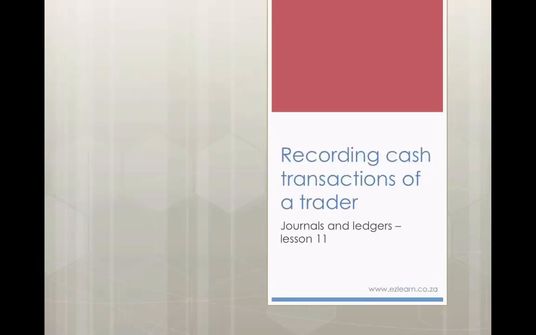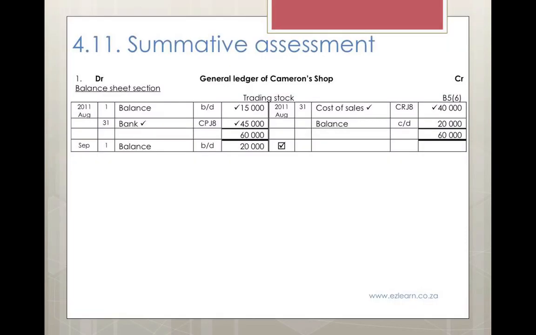Journals and Ledgers, Lesson 11. This summative assessment should have been completed by first taking the balances that were given and entering them as opening balances in the ledger accounts required. After that, you would post the totals from the cash receipts journal and then the totals from the cash payments journal. If you were given information that you did not need, in other words, for an account that you did not need to prepare, you simply ignore it and don't use it.